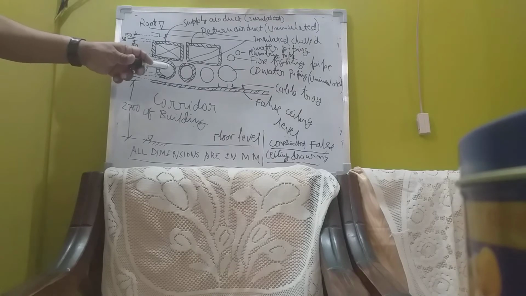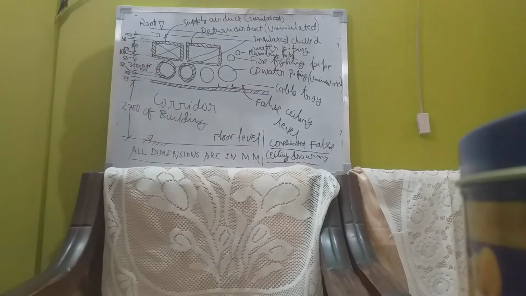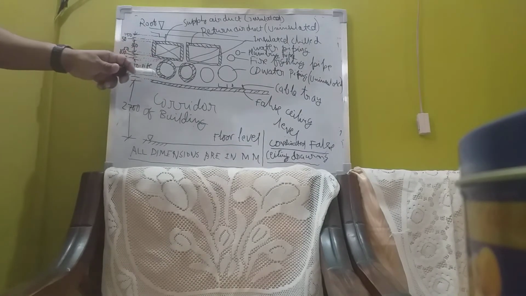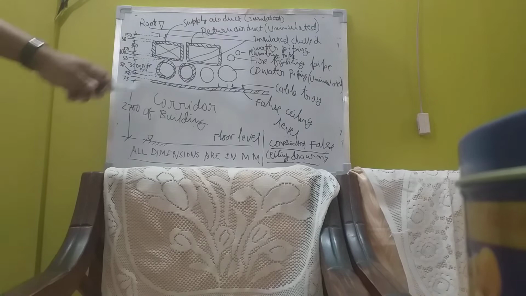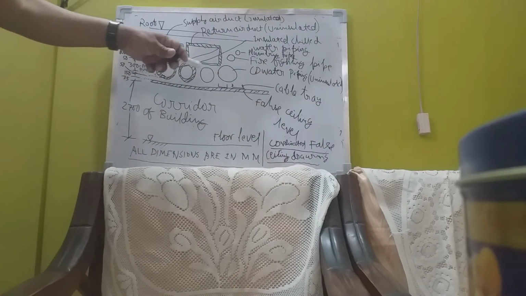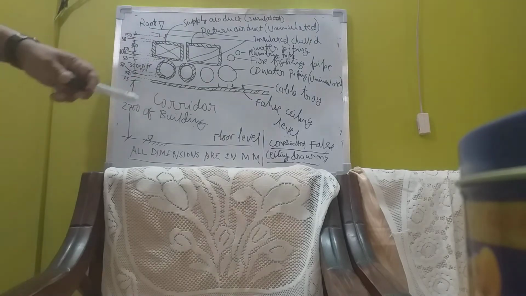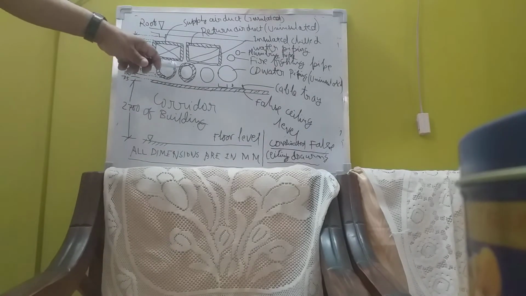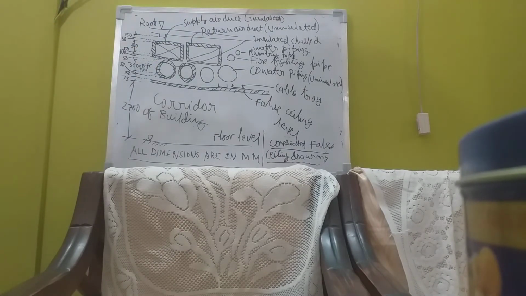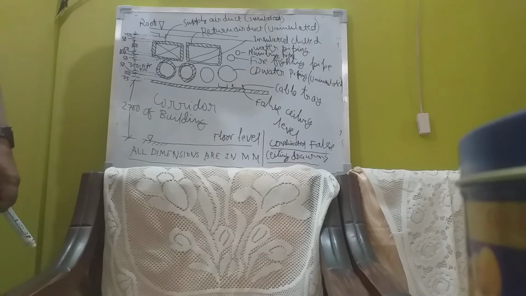Above that, there is a chilled water pipe and a condenser water pipe. Above the chilled water pipe, there is an insulation layer, but not on the condenser water pipe. This is the condenser water pipe, this is the chilled water pipe. One is supply, one is return, one is supply, one is return. Above the chilled water pipe there is insulation, but the condenser water pipe has no insulation, because it moves at atmospheric temperature and does not require insulation.